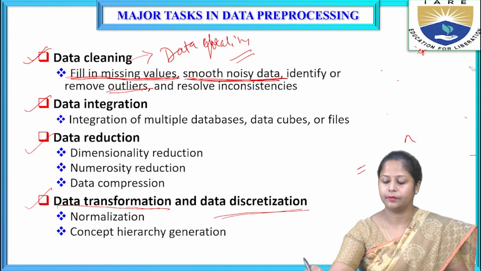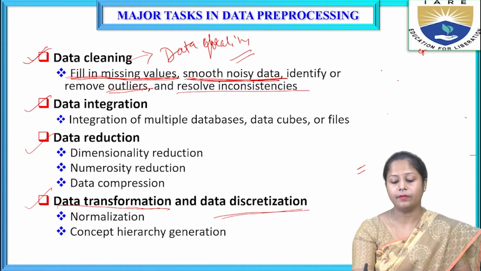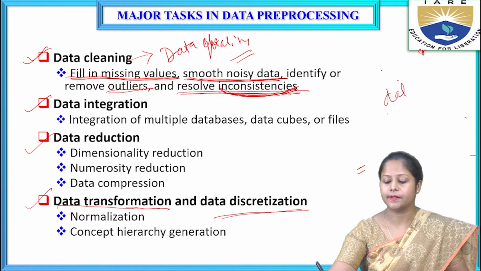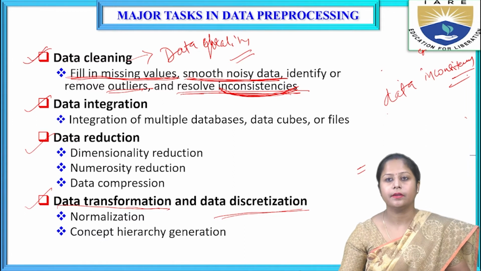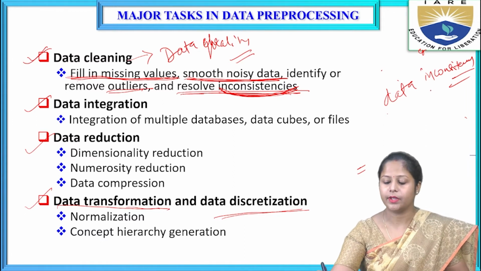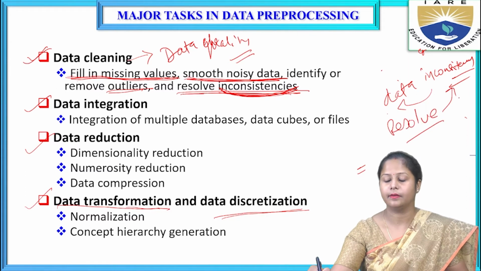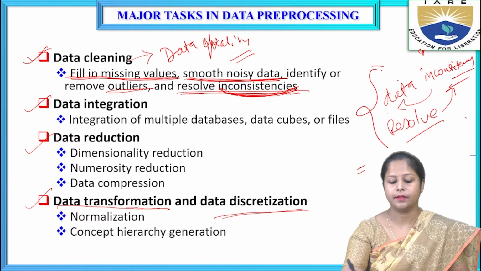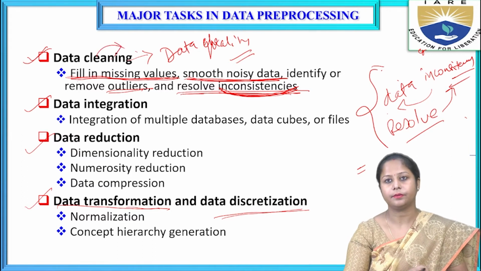That is useful data. Next is resolve inconsistencies. Inconsistency is nothing but inconsistency in data. We have some methods to resolve this type of inconsistency, so we will apply them to that data. All of these steps come under the data cleaning part of the data.